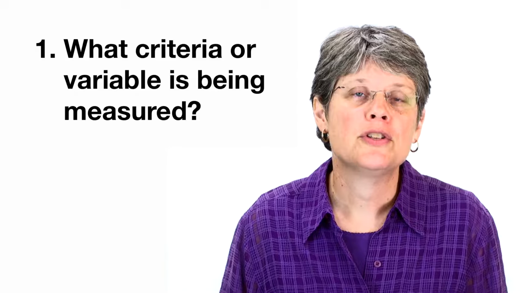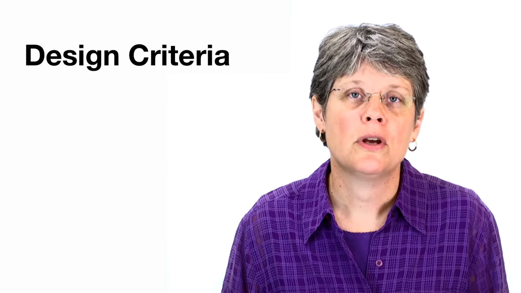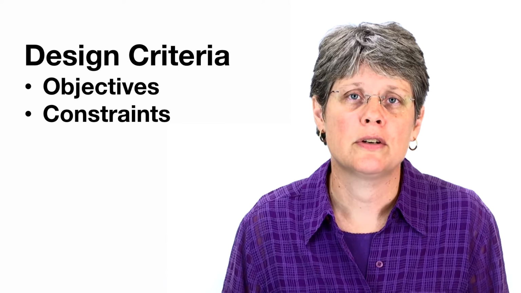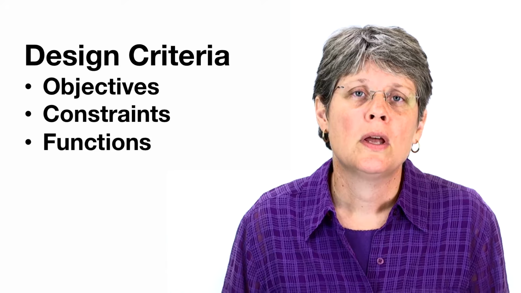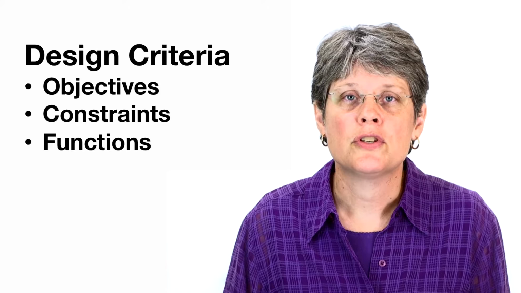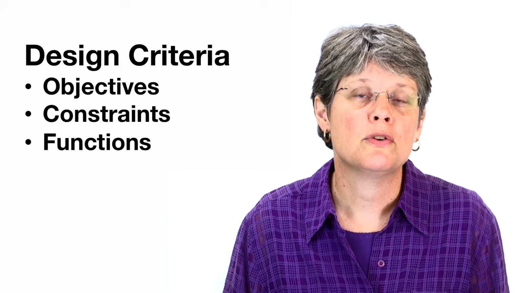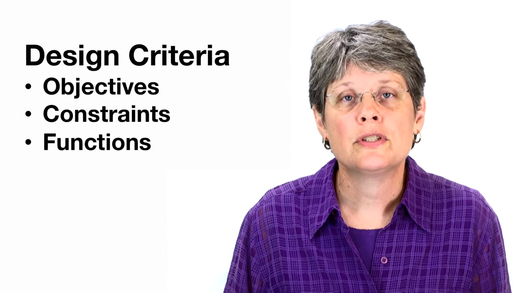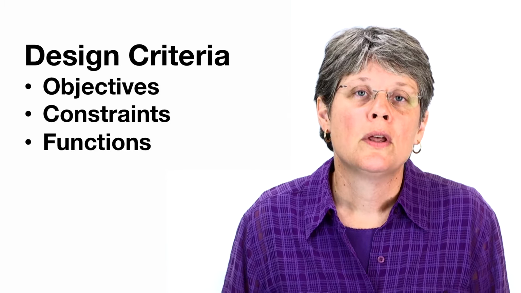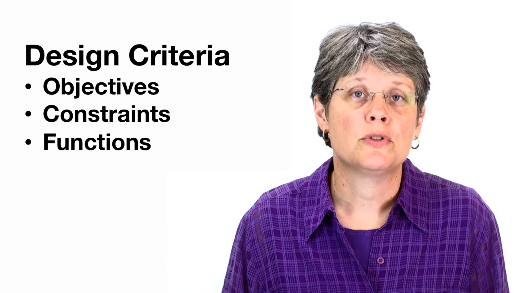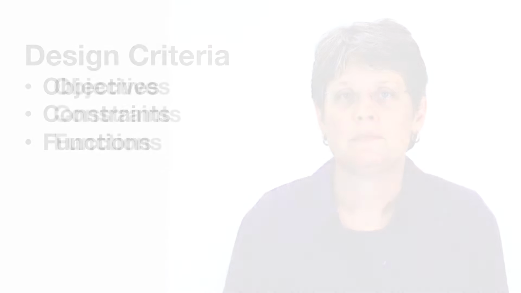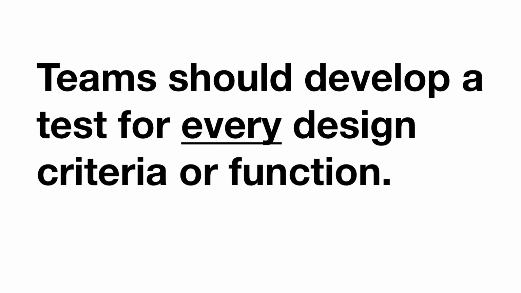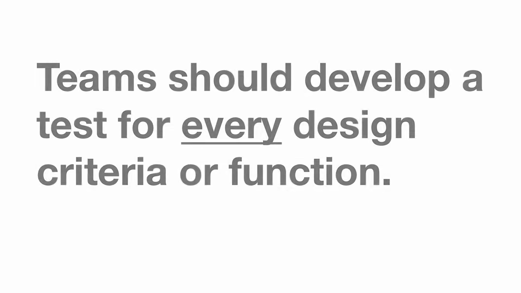You'll need to go back to your initial list of design criteria. As you may recall, you captured objectives and constraints as design criteria. You also may have defined functions as well. Now, these design criteria and functions should be captured with a target numerical value. So for example, with the water bottle, it may need to hold less than or equal to 1 liter or be durable for greater than or equal to 5 years. Teams should develop a test for every design criteria or function.